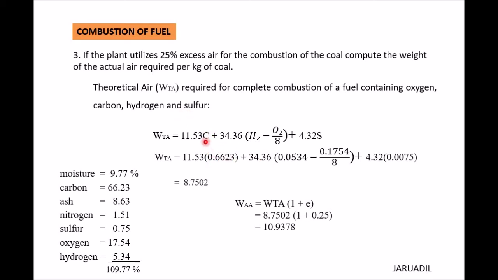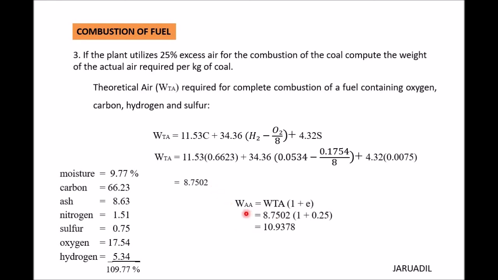So substitute the amount of carbon again from the ultimate analysis. This is also from the ultimate analysis. Oxygen and sulfur are also from the ultimate analysis. Then we have 8.7502 weight of theoretical air. So this is pound of air per pound of fuel, or it can also be kilogram of air per kilogram of fuel. Pag pound, pound per pound, pag kilogram, kilogram per kilogram, but the numerical value will be equal. Pwede yun. So 8.7502 pound per pound or kilogram per kilogram of fuel.